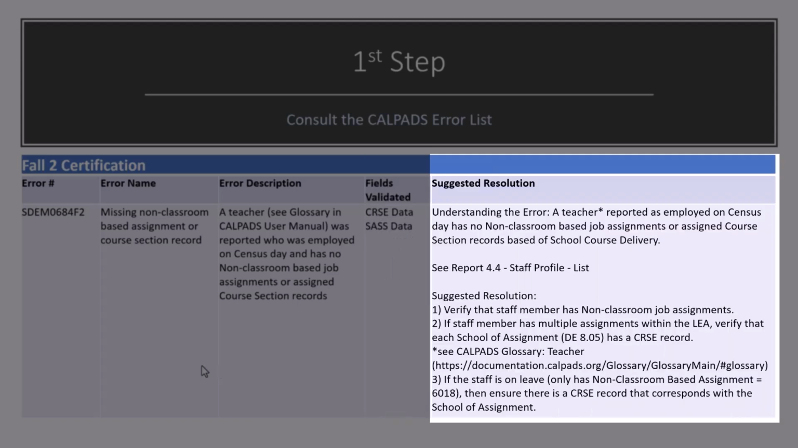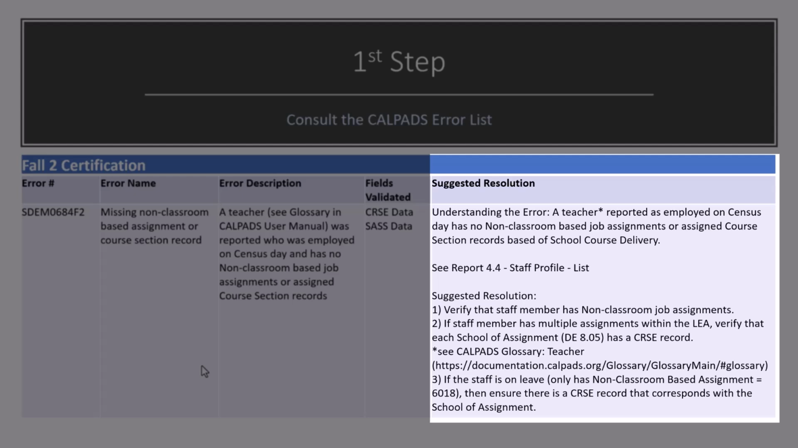Under the suggested resolution, at the top there's understanding the error. A teacher reported as employed on census day has no non-classroom based job assignments or assigned course section based on the School of Course delivery. That last additional element is different from the error description, but it's important. Based on the School of Course delivery, it tells us to reference report 4.4, staff profile list. It also has 3 steps for us down at the bottom.